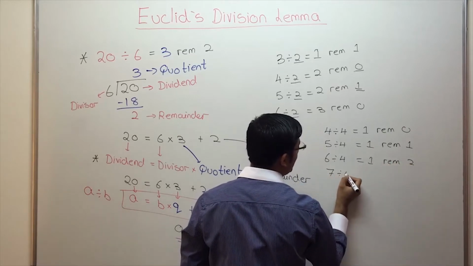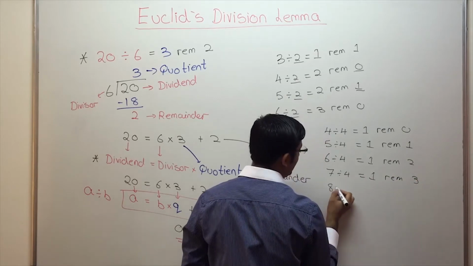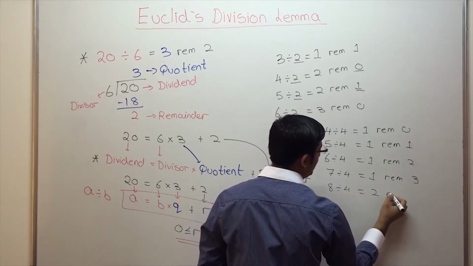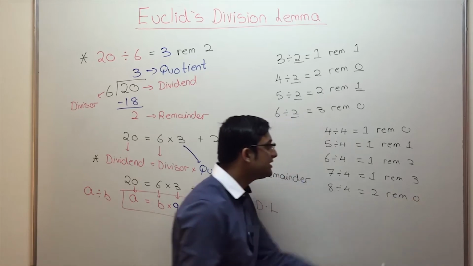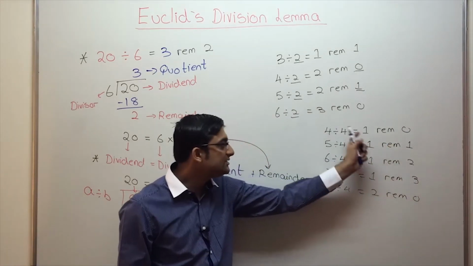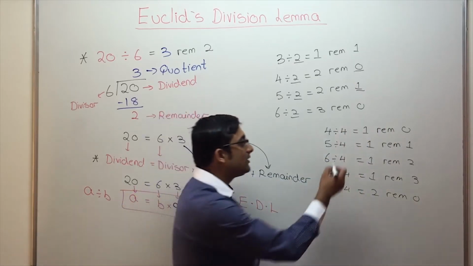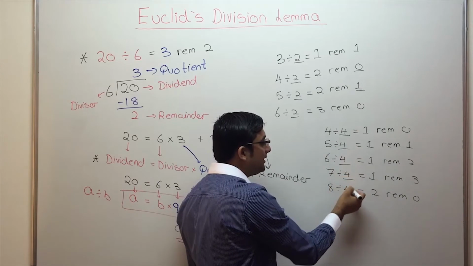7 divided by 4, 1, remainder 3. 8 divided by 4, 2, remainder 0. Right? So as you can see, what are the possible remainders when we divide by 4? 0, 1, 2, 3. So it is either 0 or it is more than 0 but less than the divisor. What is the divisor over here? By what we are dividing, that is 4.